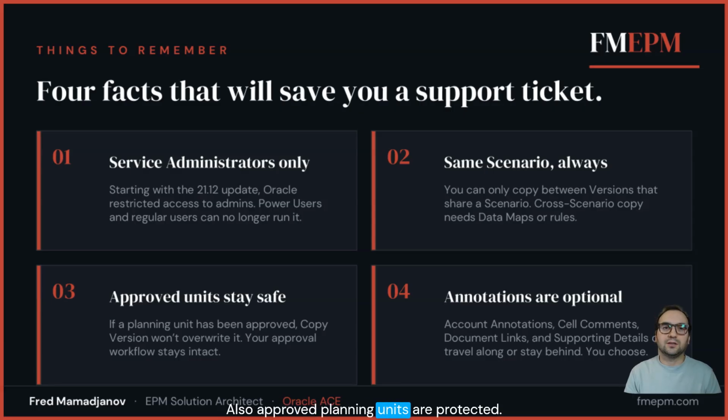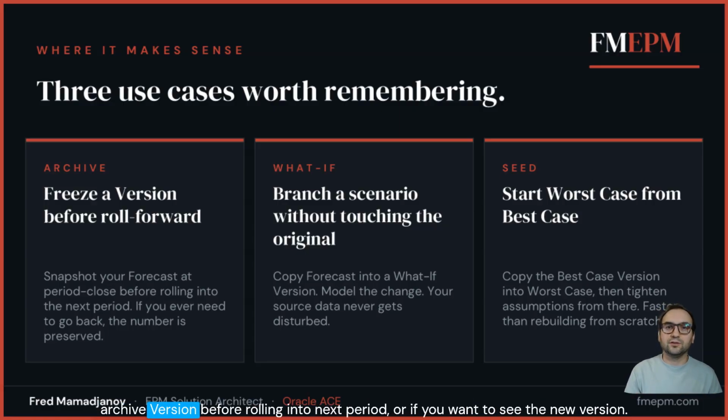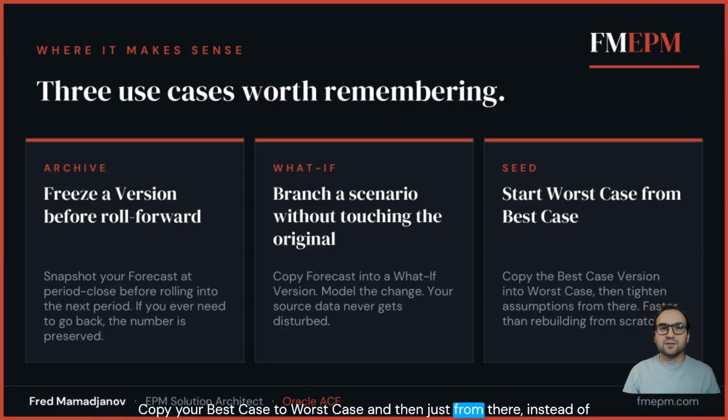Also, approved planning units are protected. The copy won't overwrite data that's already been approved. And optionally, you can also copy account annotations, document links, and supporting details. When I think about use cases, where this would make more sense is, let's say you finalize your forecast. You want to create a what-if scenario without touching the original. Or if you want to archive a version before rolling into the next period. Or if you want to copy your best case to worst case and adjust from there instead of starting from scratch. For straightforward copies like this, the feature does the job without the overhead of building and maintaining a business rule.